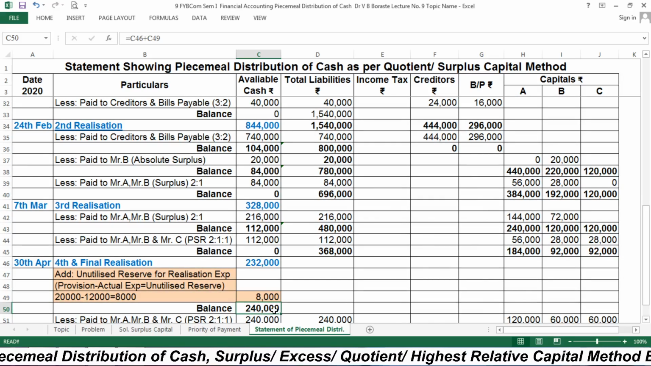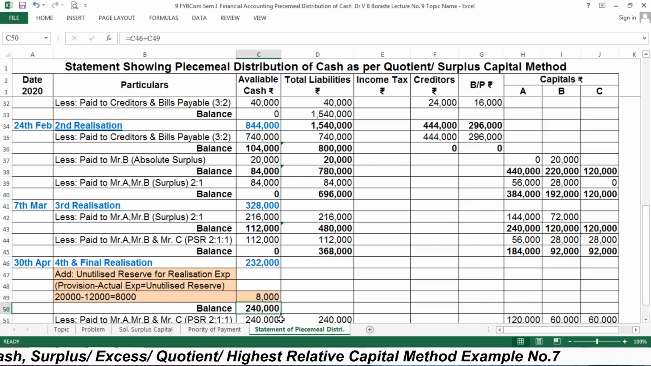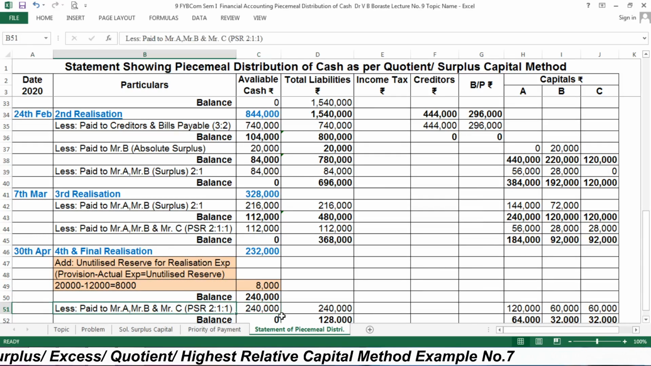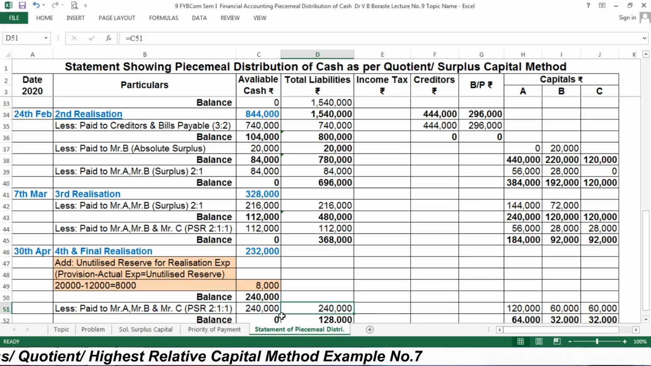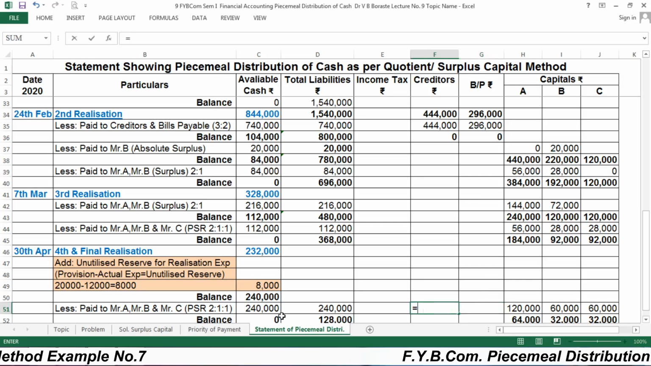After the addition of 8,000, we got an extra amount. Now we have already paid all the other payments, and the last payment should be received by all the partners in the profit sharing ratio. So we will distribute 2,40,000 in the profit sharing ratio. Let's pay to A, B and C in the profit sharing ratio, that is 2 is to 1 is to 1. So cash will be reduced by 2,40,000. Total liability will be reduced by 2,40,000. With this, Mr. A will receive 50% of the amount, that is 2,40,000 divided by 4 into 2, that is 1,20,000.